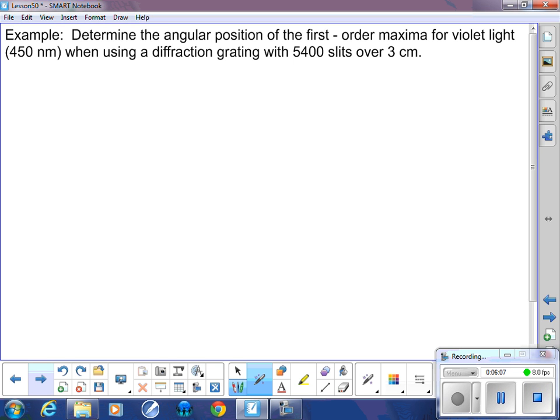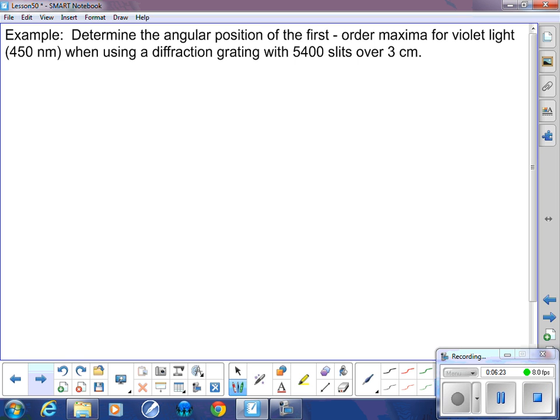As I said before, I'm going to try to get out and use the laser with the diffraction grating so you can see the patterns firsthand. So determine the angular position of the first order maxima for violet light. We've got a whole bunch of information. We just have to go through and decode it.